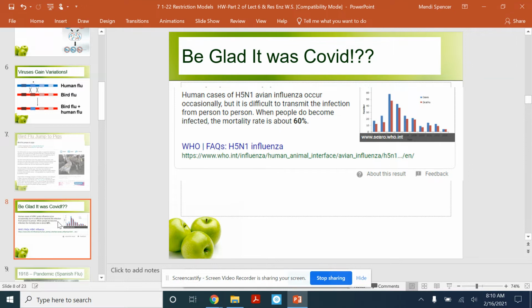Because what's crazy is there's other viruses out there like that H5N1 that I have on my screen right now. Think about this. The mortality rate of anyone that catches that type of flu is 60%. Like, wrap your mind around that. If you catch it, the mortality rate is 60%.